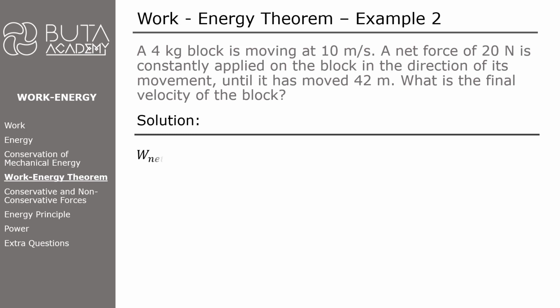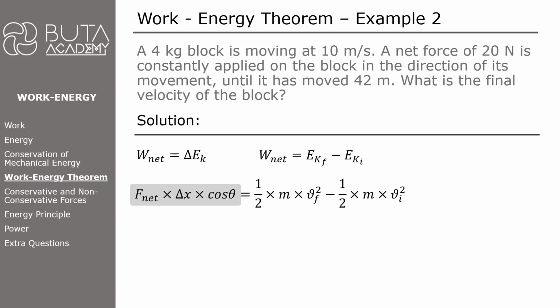The net work is equal to the change in the kinetic energy of the object, final kinetic energy minus the initial one. As we learned in part 5 of this video series, the net work can be calculated as the net force multiplied by the displacement of the object and cosine of the angle between these two. On the other side, the kinetic energy is 1/2 times mass times square of velocity.